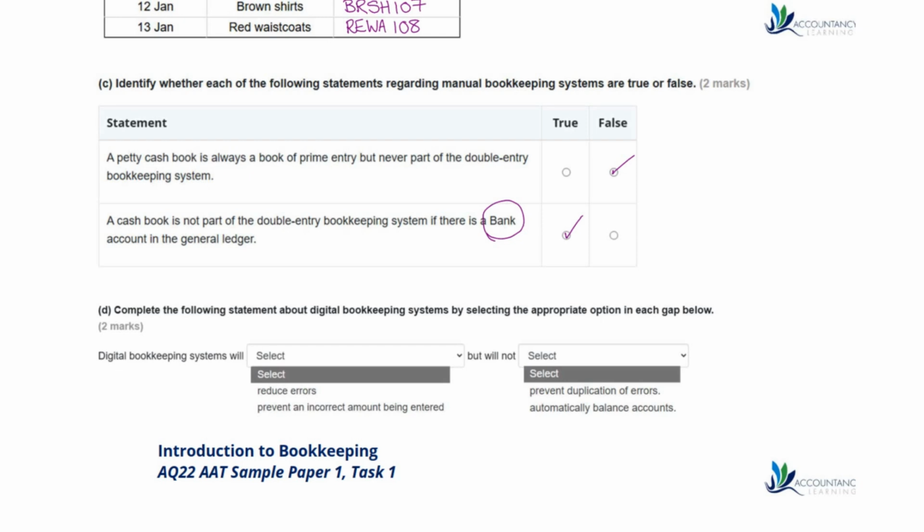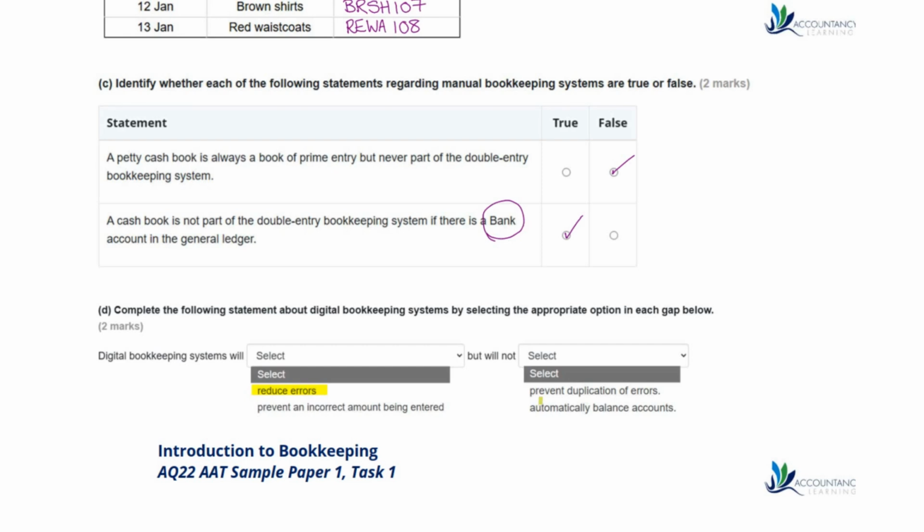Part D, we've got a statement to complete about digital bookkeeping systems. Digital bookkeeping systems will, and we've either got reduce errors or prevent an incorrect amount being entered, but will not prevent duplication of errors or automatically balance accounts. If we look at the bottom one, a digital bookkeeping system will not prevent an incorrect amount being entered. That's user entry, that's our input into the computer, so that's not going to be right, but digital bookkeeping will reduce errors.